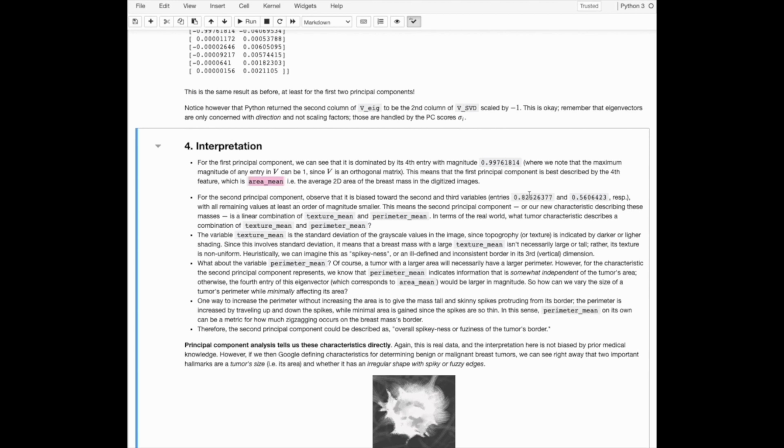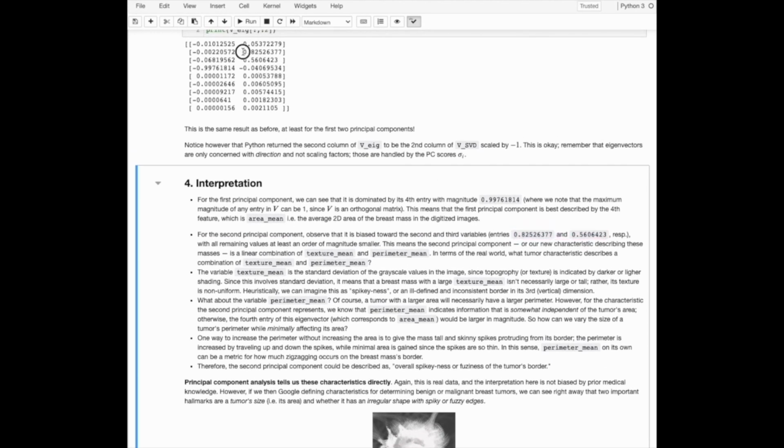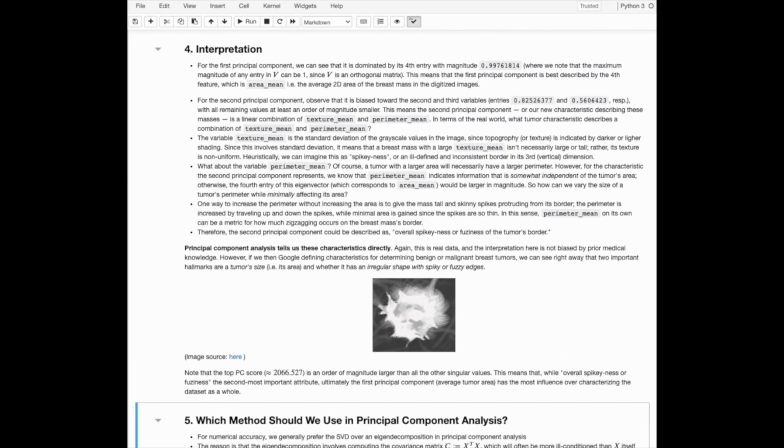For the second principal component, observe that it is biased towards its second and third variables, and all the remaining values are at least an order of magnitude smaller. This means that the second principal component, or a new characteristic describing these masses, is a linear combination of texture mean and perimeter mean. The variable texture mean, as I said previously, is the standard deviation of the grayscale values in the image, since topography, or texture, is indicated by darker or lighter pixels.